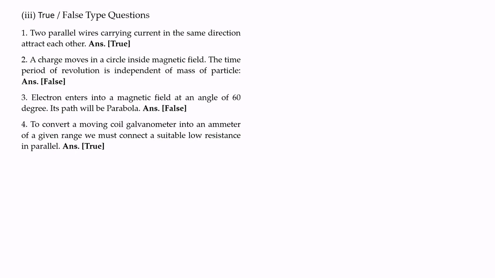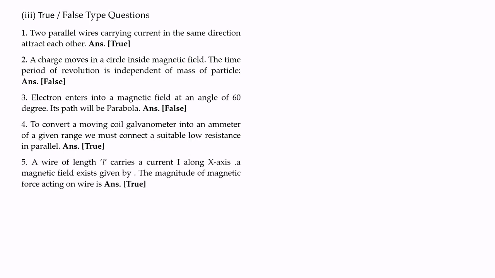Question number 4. To convert a moving coil galvanometer into an ammeter of a given range, we must connect a suitable low resistance in parallel. Correct. Question number 5. A wire of length L carries a current I along the x-axis, and a magnetic field exists. The magnitude of magnetic force acting on the wire is given. True.